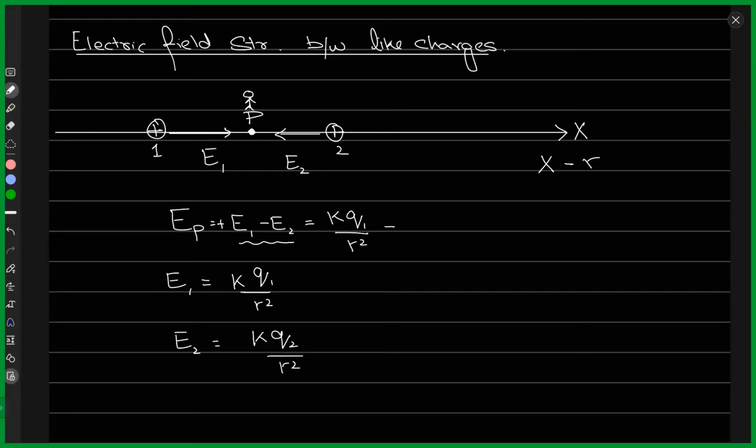And this means that in place of this r squared for the second one, you'll just put x minus r. And the reason for this negative sign is because it could have been x plus r as well. But it's x minus r because I'm choosing that expression x minus r for the second charge, which is to the right of point P.